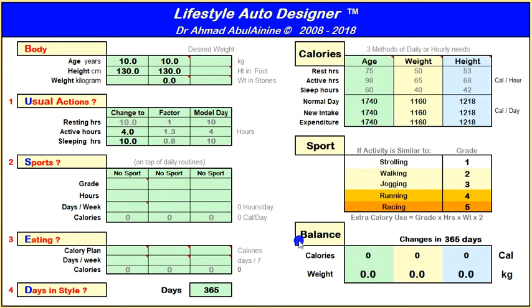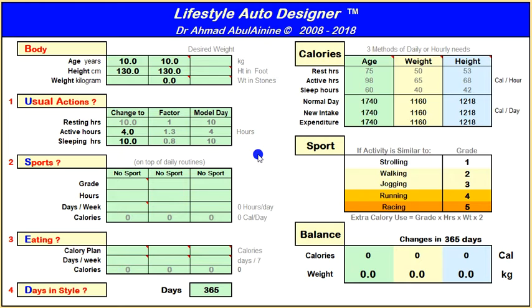The next part of the calculators is the balance, which summarizes all the interventions in terms of calorie expenditure, whether it is negative or positive, with a resultant weight gain or weight loss depending on the overall calorie consumption.